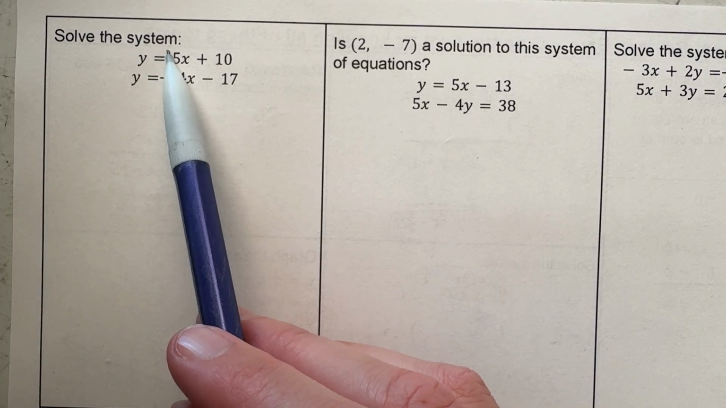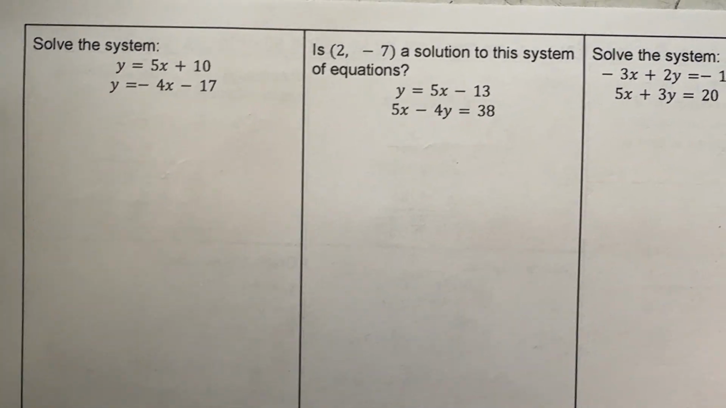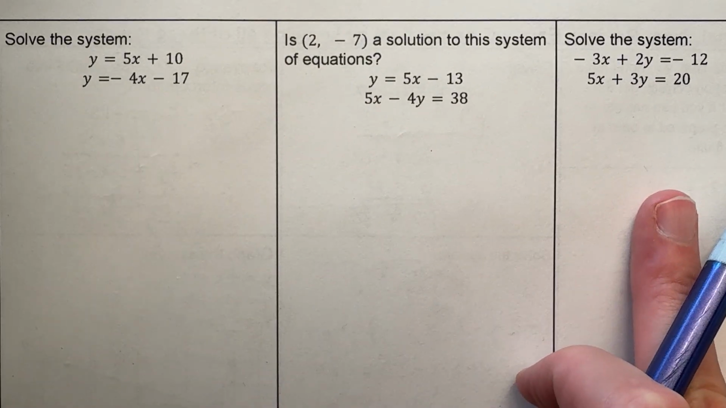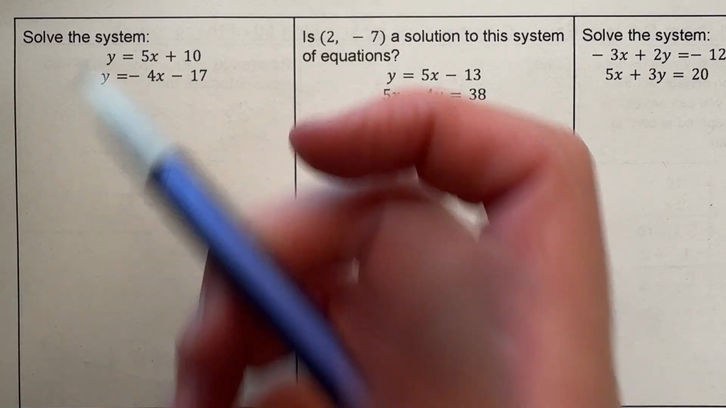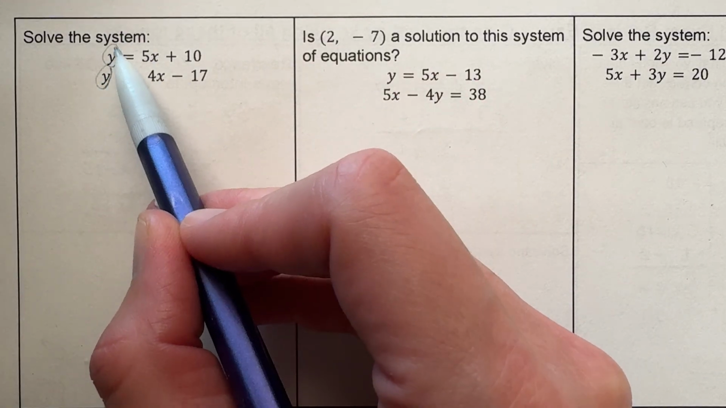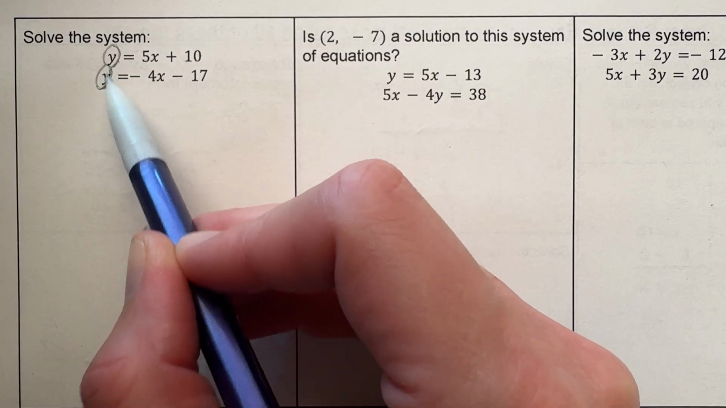This one says solve the system. And notice, just like on the front, I have a couple different questions that say solve the system. Remember what we have to do is be really observant of what we're given. In this case, I have two equations that start with y equals. Now remember, this y and this y are equal.